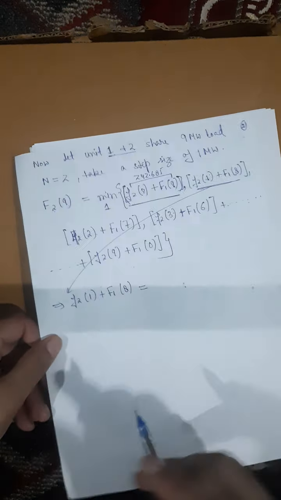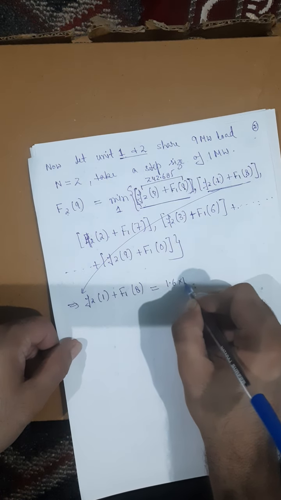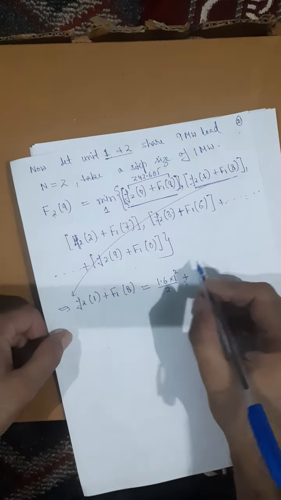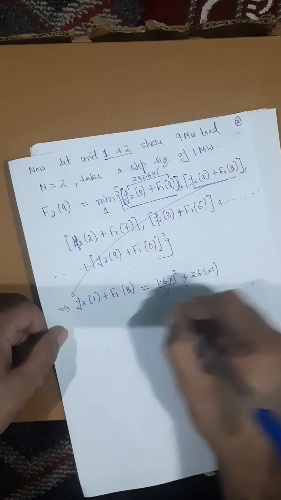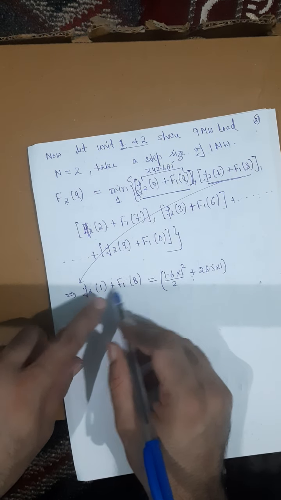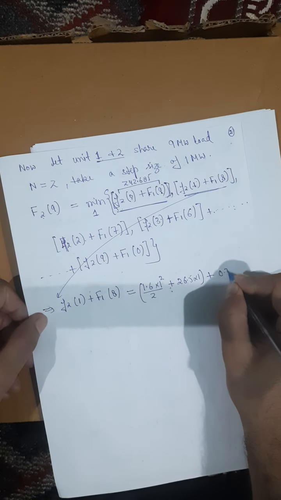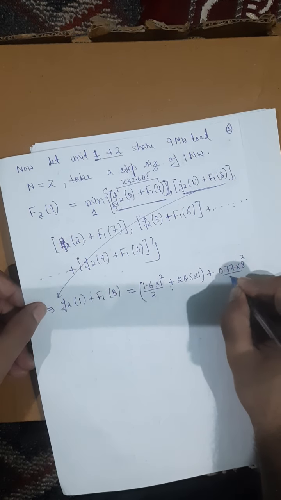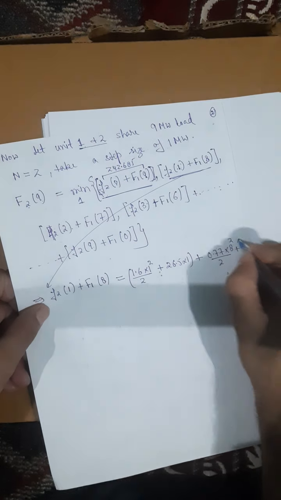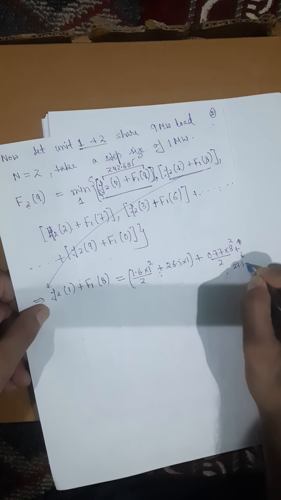1.6 and 26.5. So it will be 1.6 multiplied by 1 square divided by 2 plus 26.5 multiplied by 1. So this is my F21 plus what is F18? F18 is nothing but A1 and B1. A1 is 0.77 and B1 is 23.5. So it will be 0.77 multiplied by 8 square divided by 2 plus 23.5 multiplied by 8.